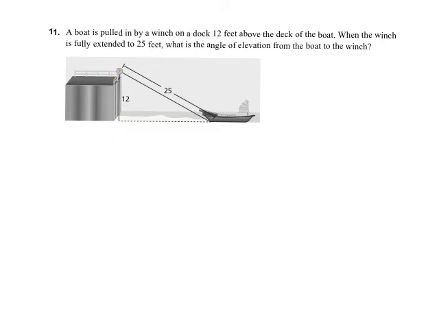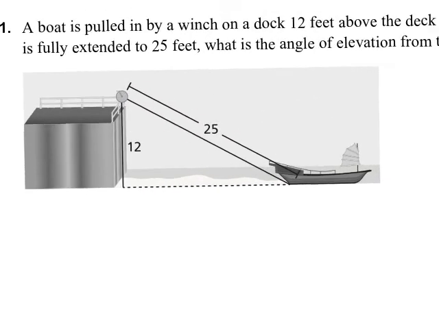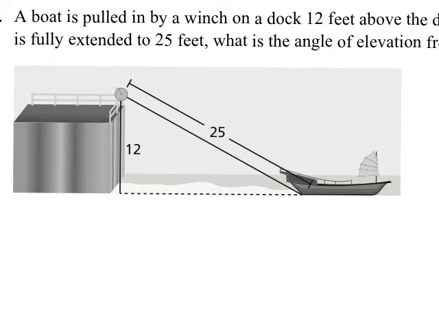When the winch is fully extended to 25 feet, so that is this way, what is the angle of elevation? Now the angle of elevation sounds like a weird term, but basically it is just this angle right here. The reason that it's this angle is because you want the angle that is going up towards that winch, so that would be our angle of elevation. We are trying to find that, so let's just call that angle A.